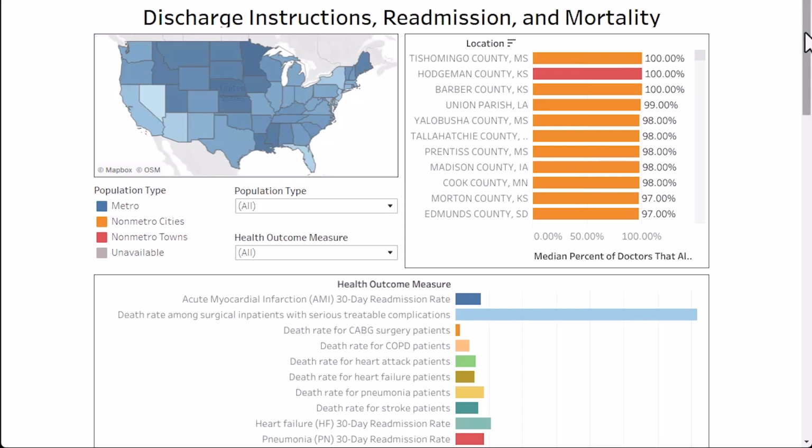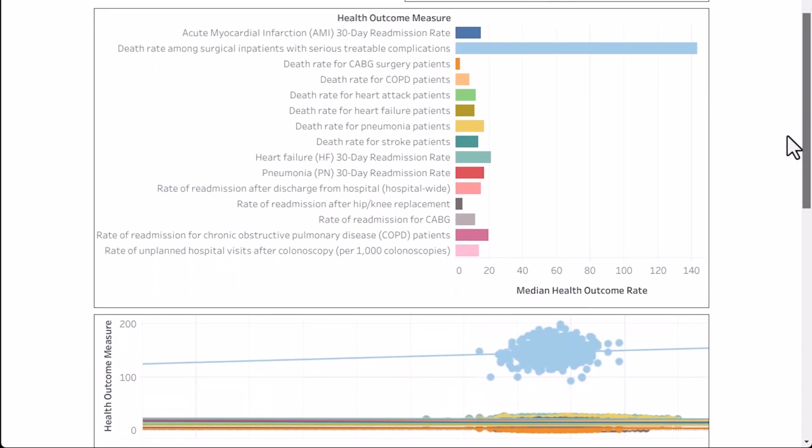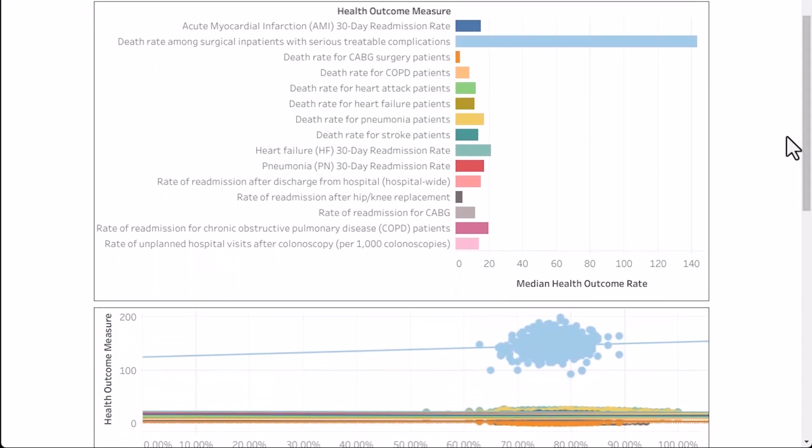Now, in addition to the discharge instruction satisfaction rate, we also have other health outcome measures, and you can see those right here. So these are a list of the common health outcome measures and the median rate. And again, this is for all counties across the United States.